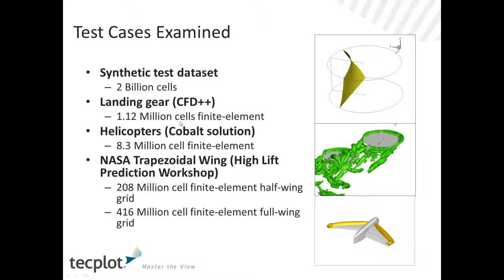We'll also look at a case that came from Cobalt. This is a pair of helicopters flying side by side. And last, we'll look at, well, 3 cases, so I guess it's not last, but there's a trapezoidal wing. This is from the High Lift Prediction Workshop, and it's 208 million cells, as well as we doubled it to make it 416 million cells. And last, we'll look at a 2 billion cell model.